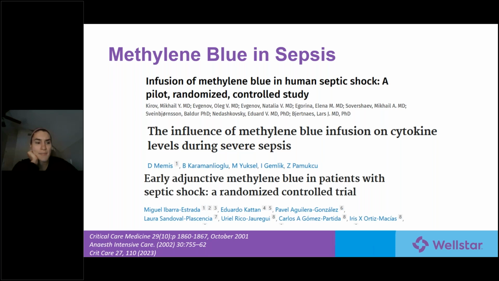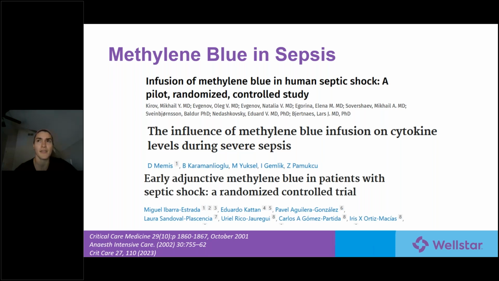All right, so methylene blue and sepsis. Similar to what Ashley found, there is some small data. There are a lot of meta-analyses of small trials combining both septic shock patients and surgical patients with some encouraging outcomes. But I tried to just focus on the studies that included solely septic shock and non-surgical patients. So starting off with this Kirov study, which is the first study at the top of the page, they took 20 septic shock patients and administered 2 milligrams per kilogram of methylene blue.